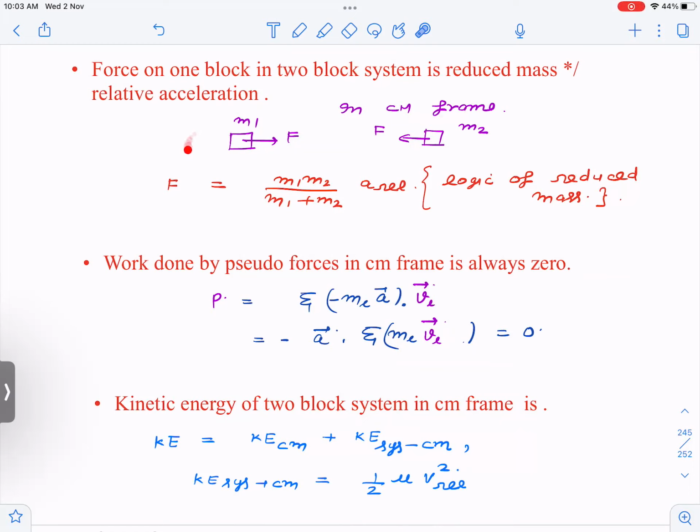So the system will look like this. Suppose this is M1, this is M2. I've taken a two block system. Then on this block the force will be F, and on this one the force will be F in the opposite direction, right? Because you are in the CM frame, the net force has to be zero.